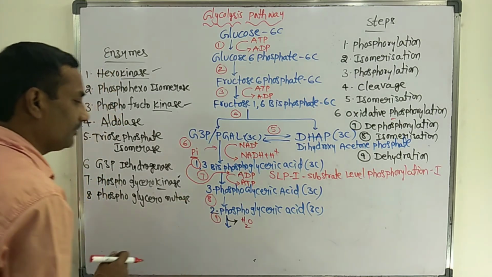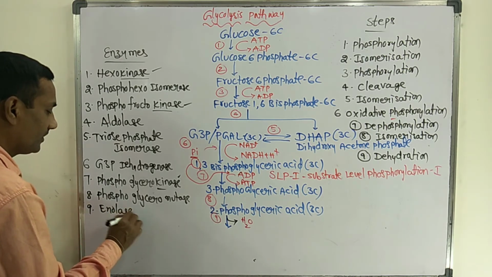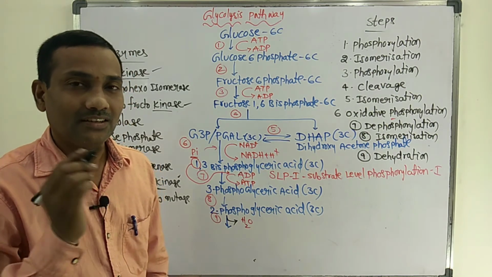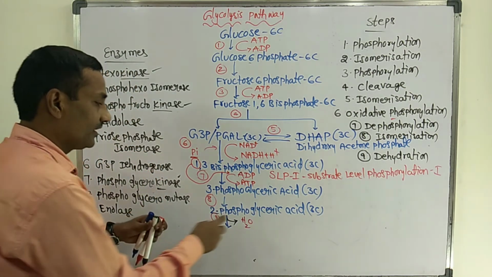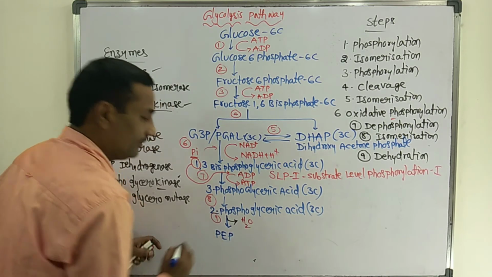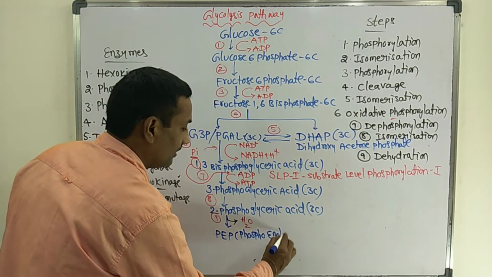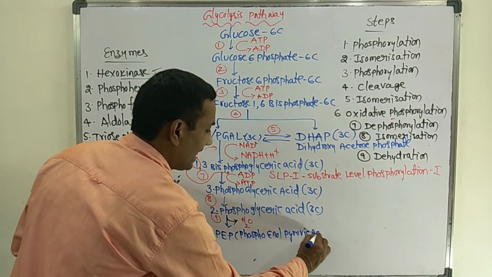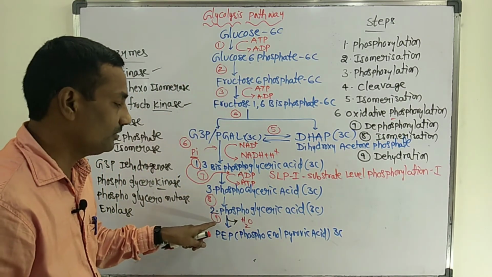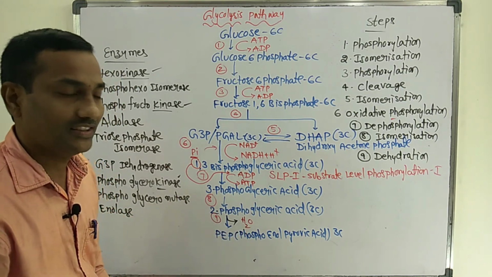That dehydration step is catalyzed by one enzyme, called enolase. Enolase is the enzyme that plays an important role. Dehydration is removal of water from the substrate. Because of removal of water, this leads to formation of PEP, the full form being phosphoenolpyruvic acid. That is a 3-carbon compound. PEP is produced after the 9th step from 2-phosphoglyceric acid, and a water molecule is released.